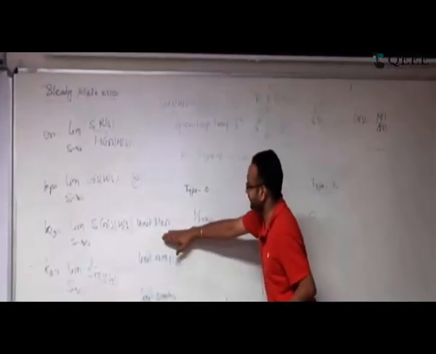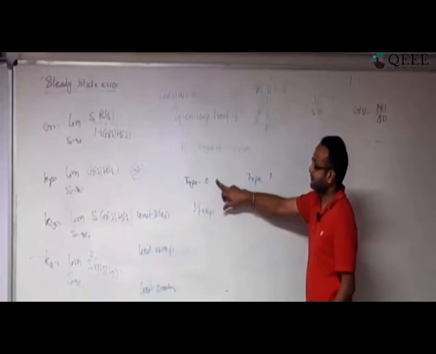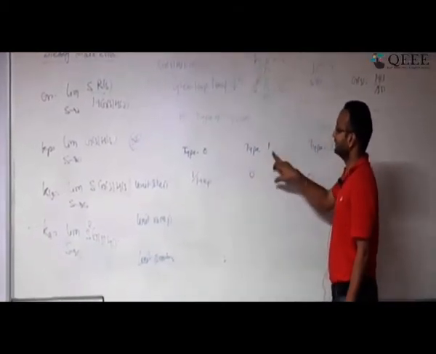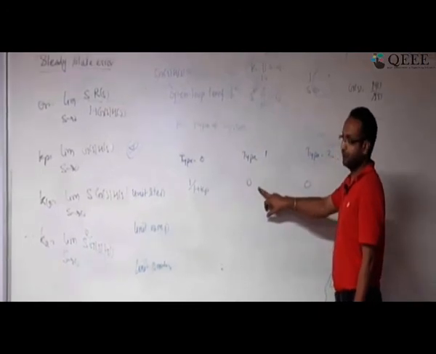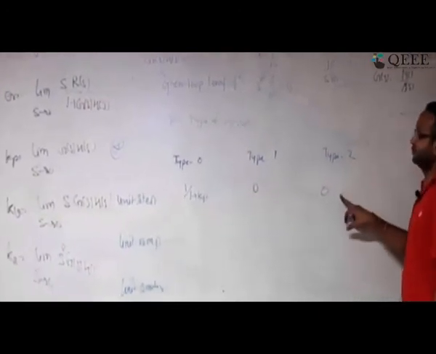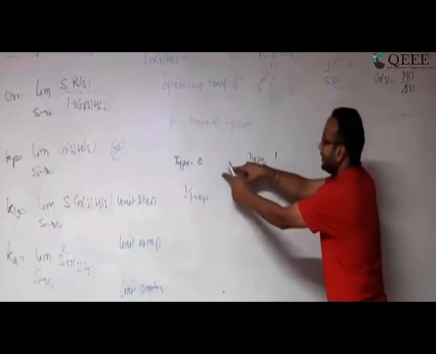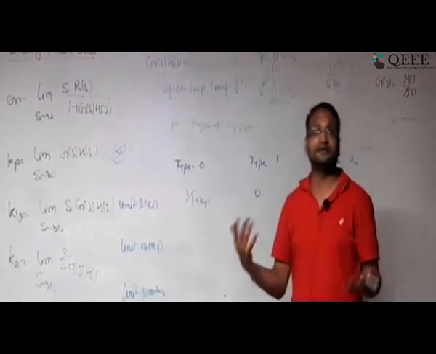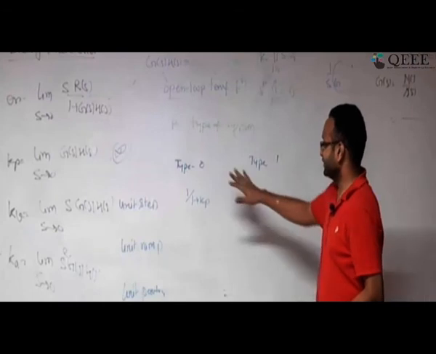What I want to highlight is that for unit step, if your system is type 0, error is going to be 1 by 1 plus Kp. If your system is type 1, error is going to be 0. If your system type is 2, error is going to be 0. So, if you keep on increasing the type of the system for unit step, the error is becoming 0. Error becoming 0 is desirable. Okay, that is why this part is clear.